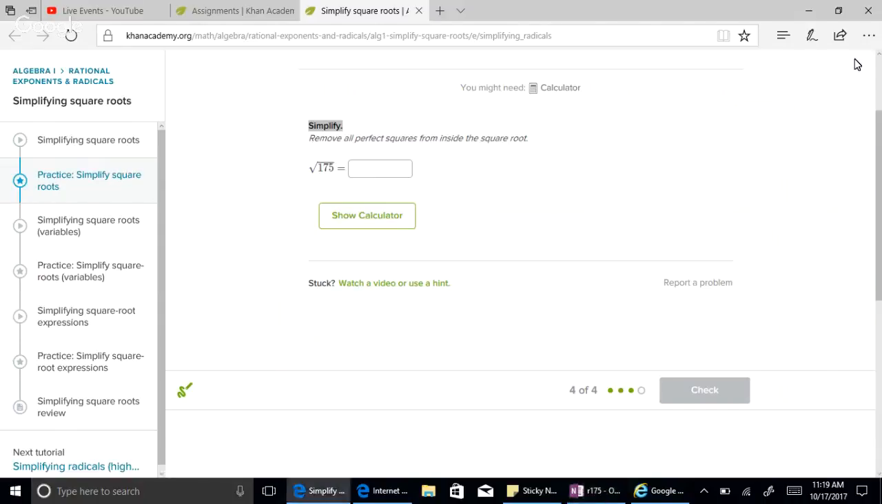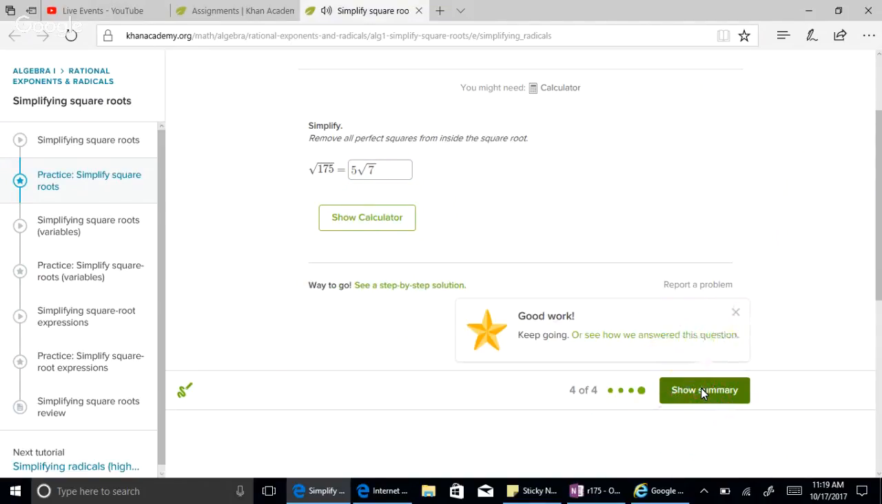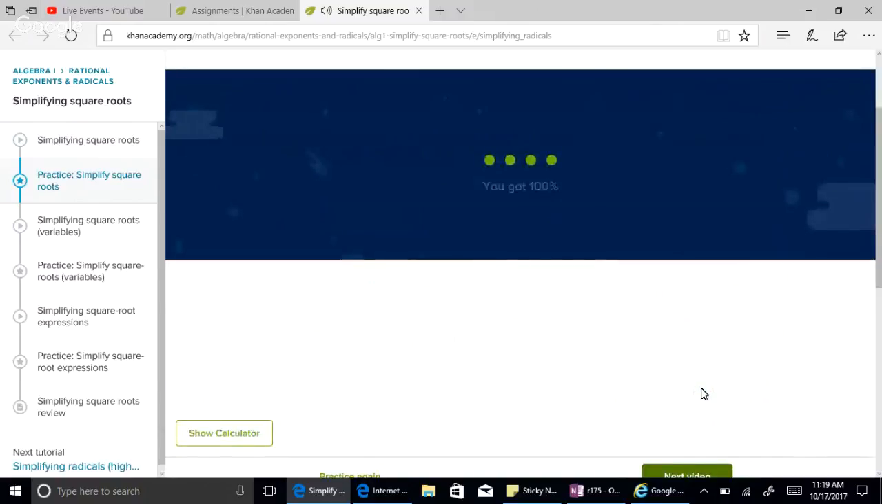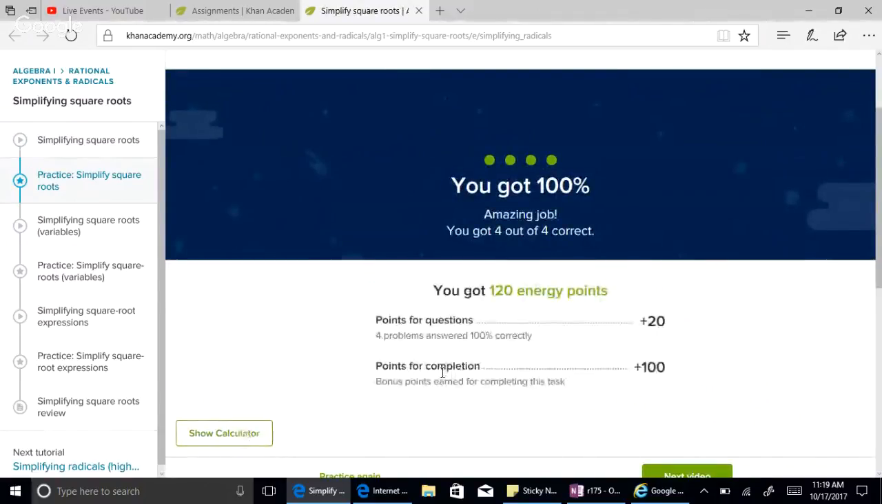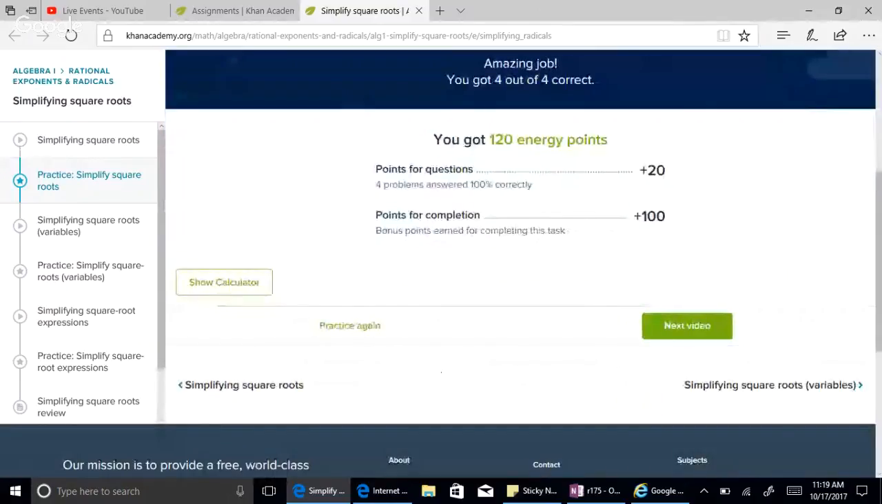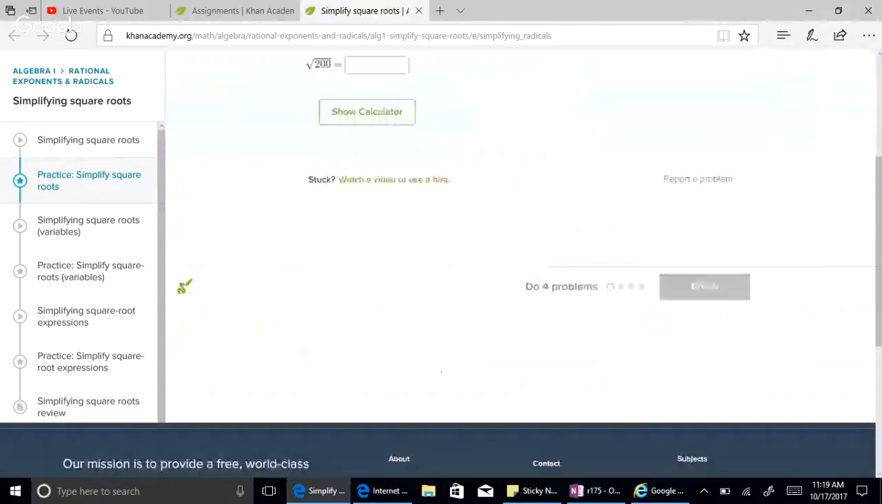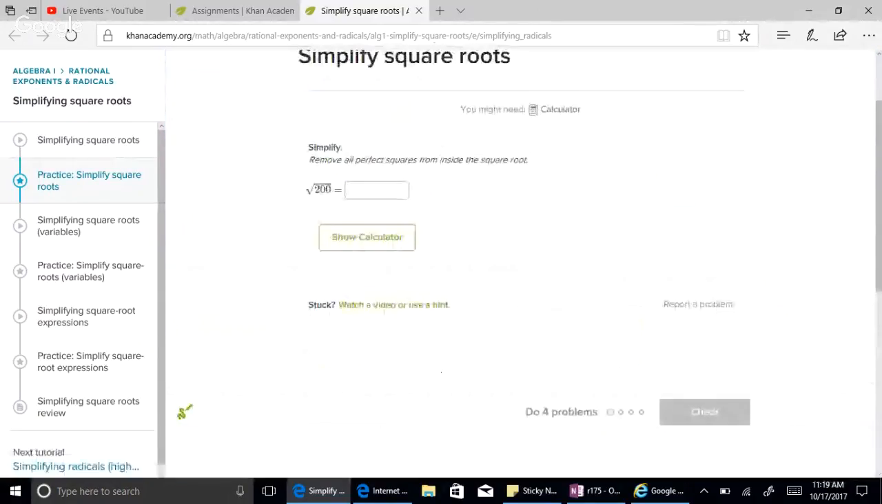What you're going to do is look back at the module and type in 5. You'll click on this little guy right here and then type in the 7. Okay. Sometimes, go back to practice again. Sometimes they're a little bit trickier.